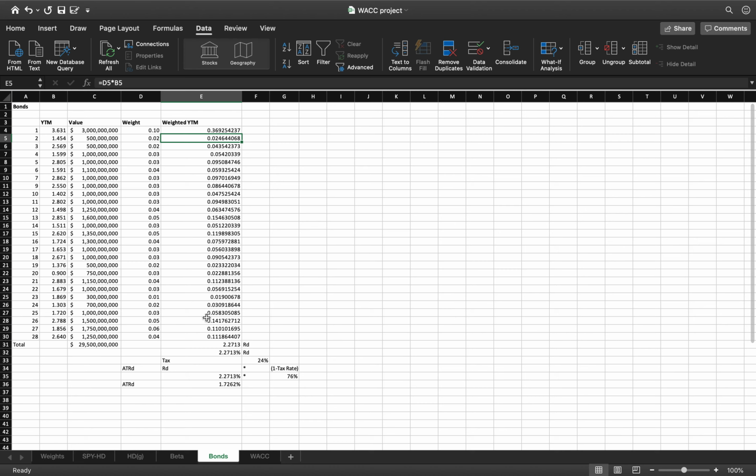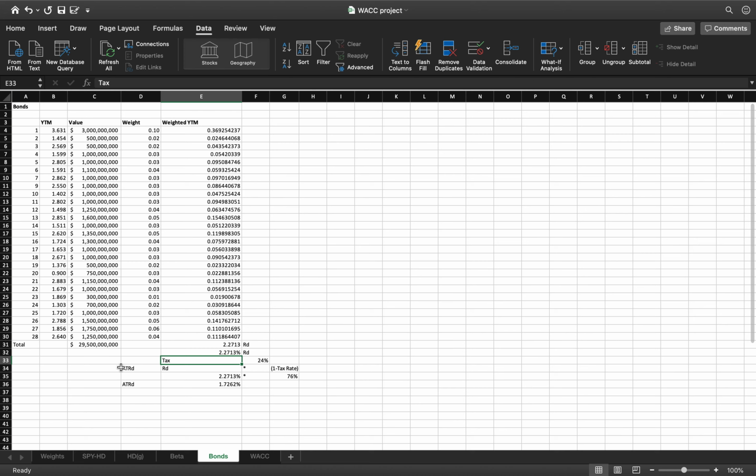When you add all of these numbers together, you get your rate of debt before tax. So I got 2.2713. If you divide it by 100, it turns it into a percentage, so that's the same value, 2.2713%, and it's going to be your rate of debt before tax. Then I found the tax rate off a 10-year T-bond, which was 24%.